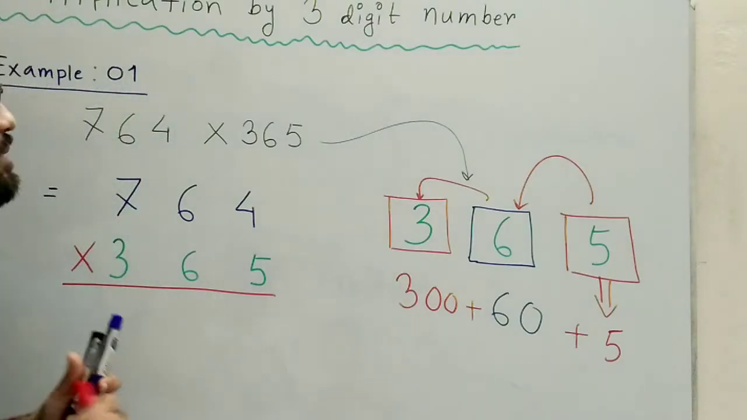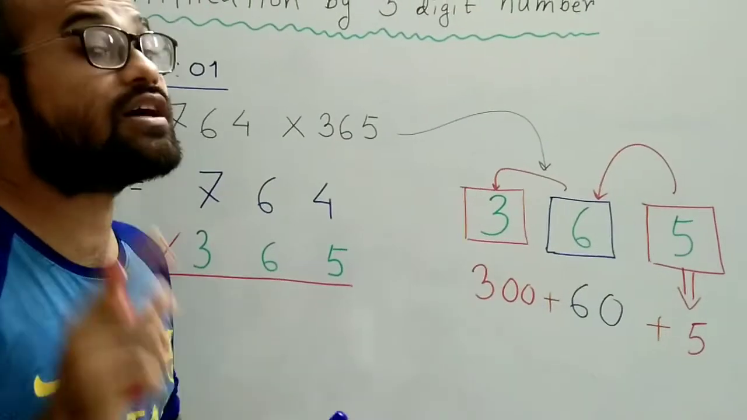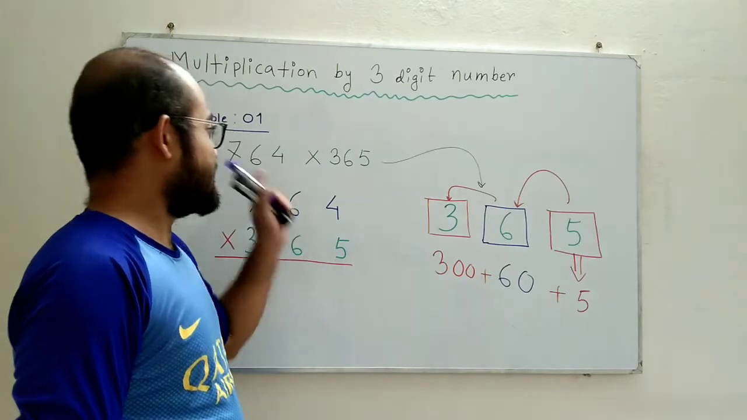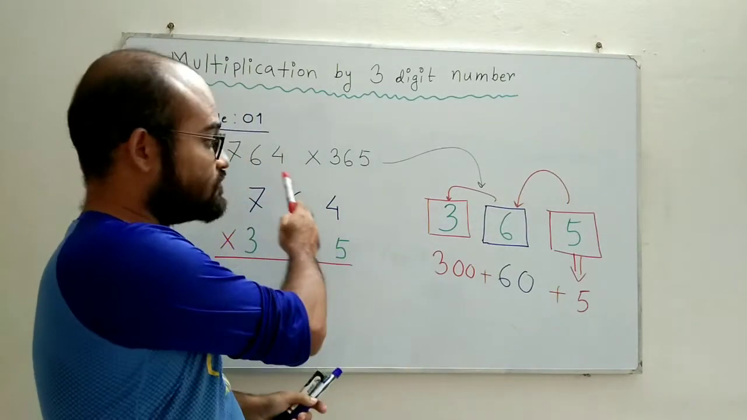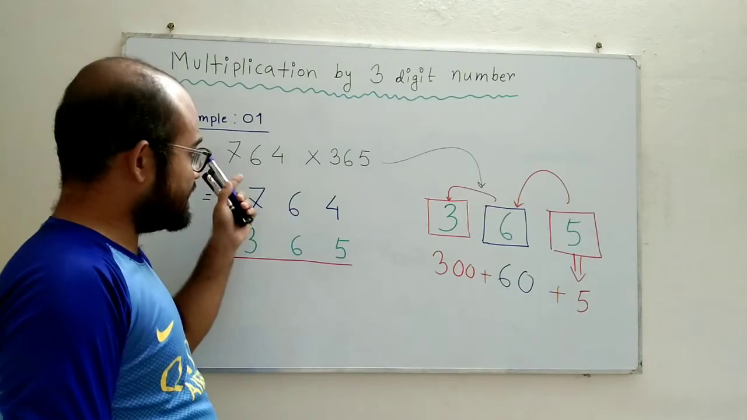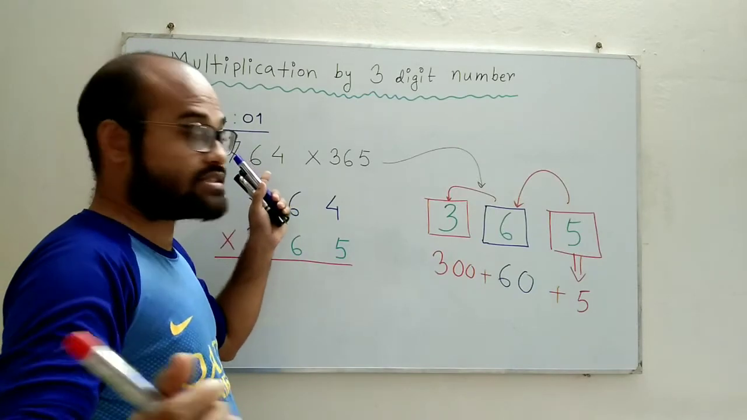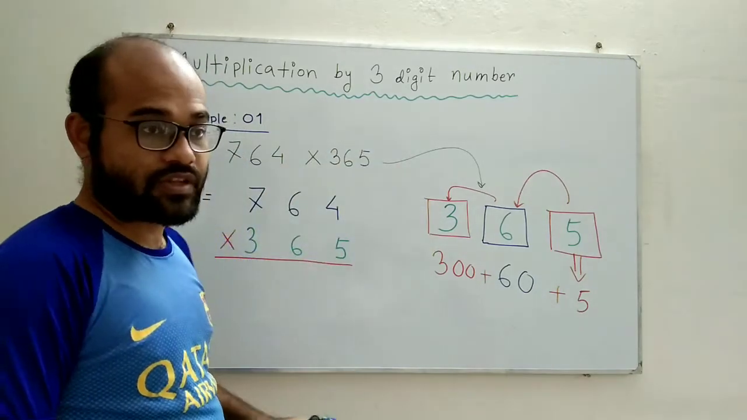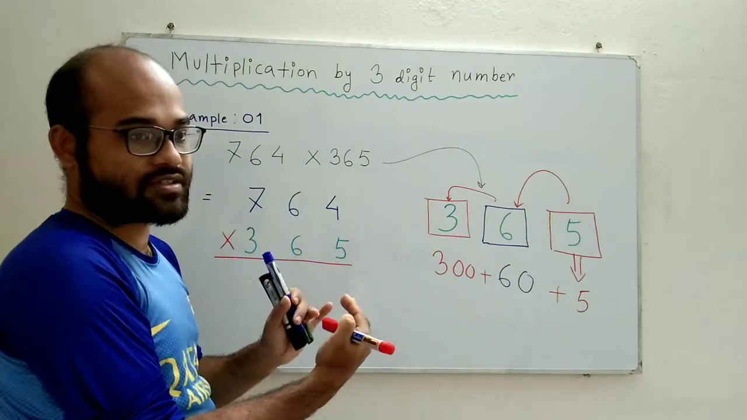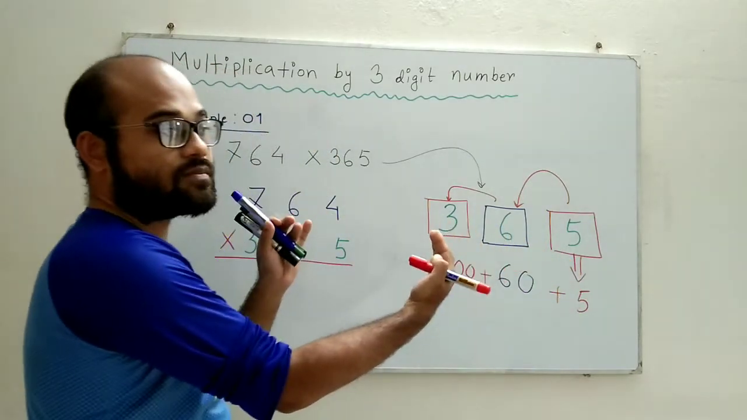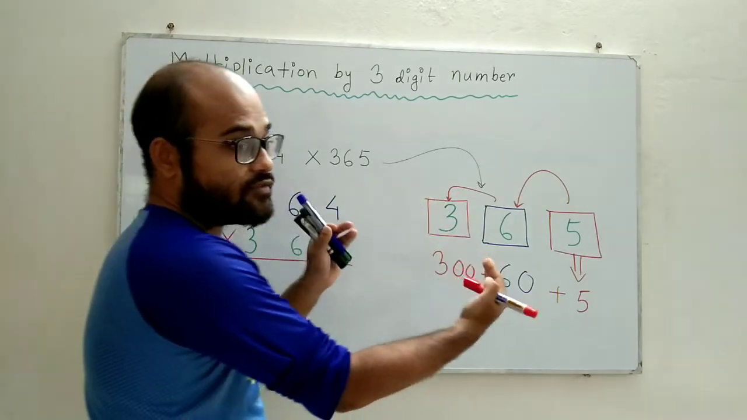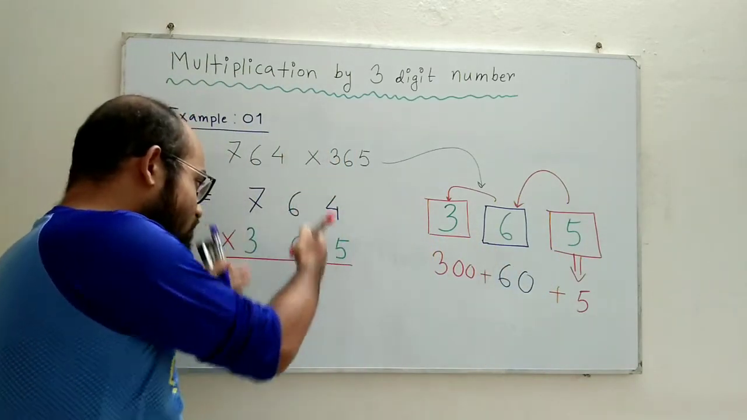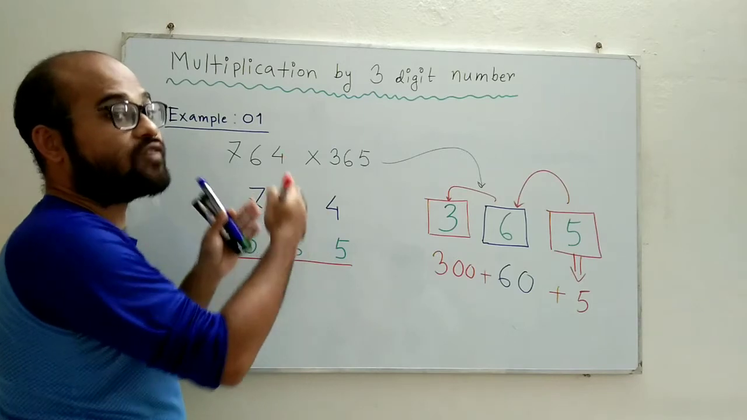So if we want to multiply 764 by 365, what do I have to do? I have to multiply 764 first by 5. Then again I have to multiply 764 by 60. And finally I have to multiply 764 by 300. So I am getting 3 different products. After having obtained 3 different products, I have to add the 3 products, and only then will I find the final answer.